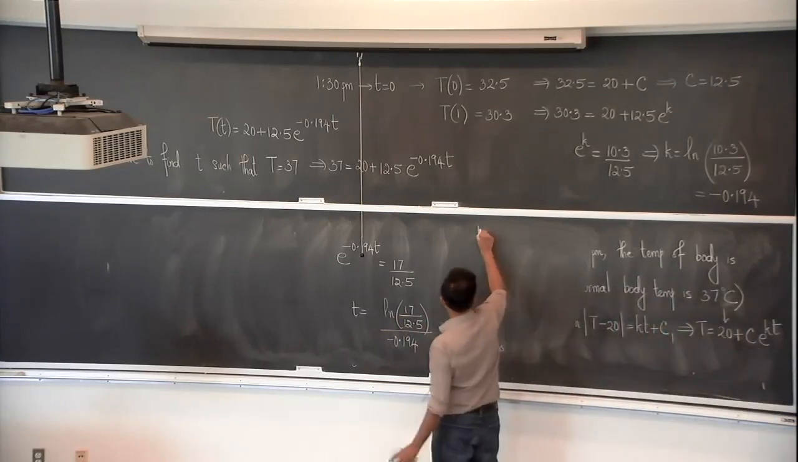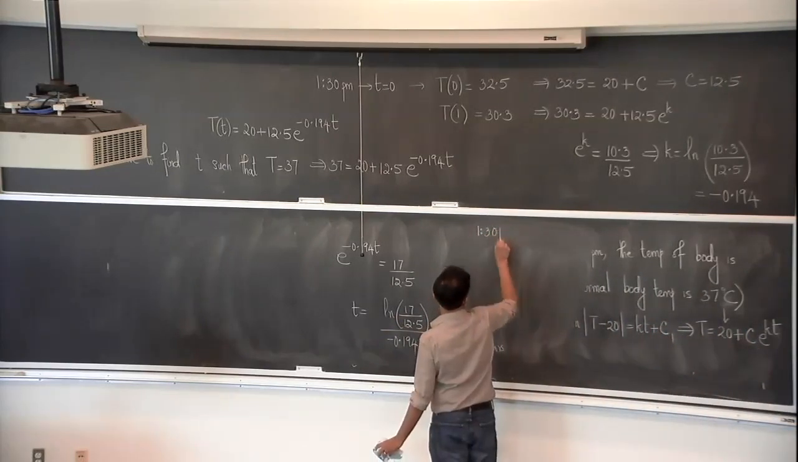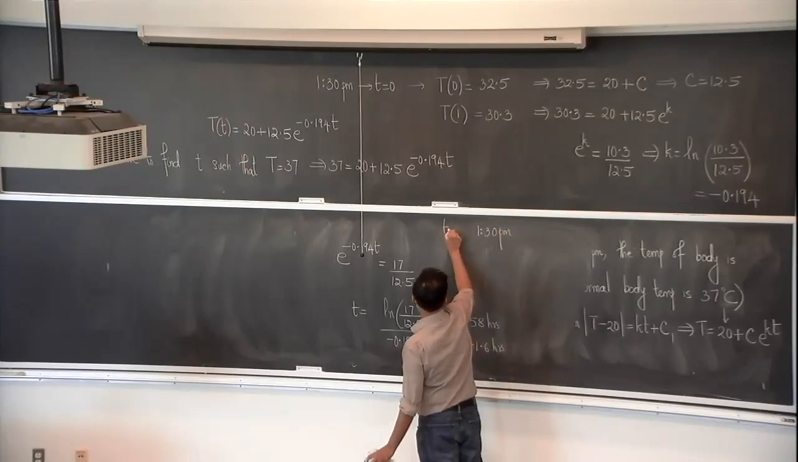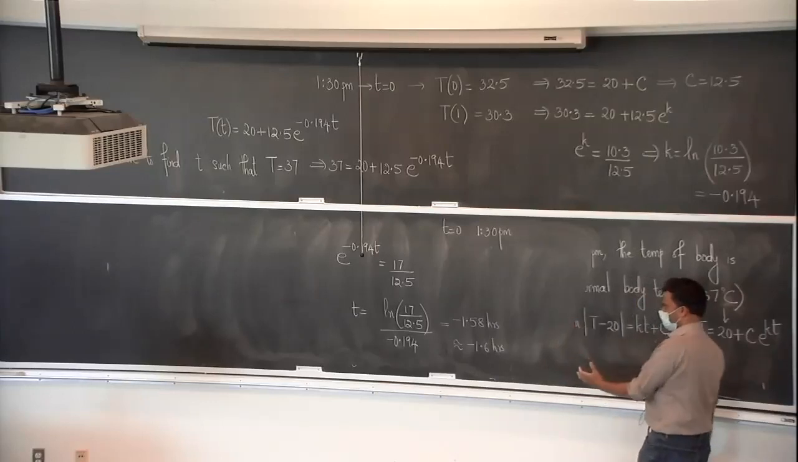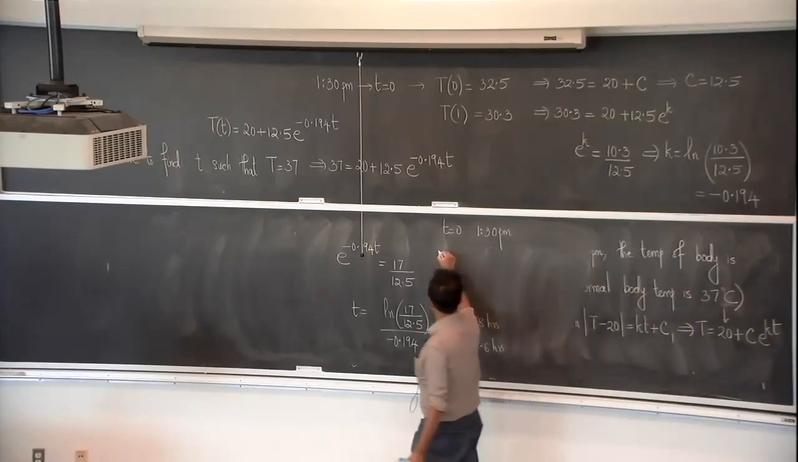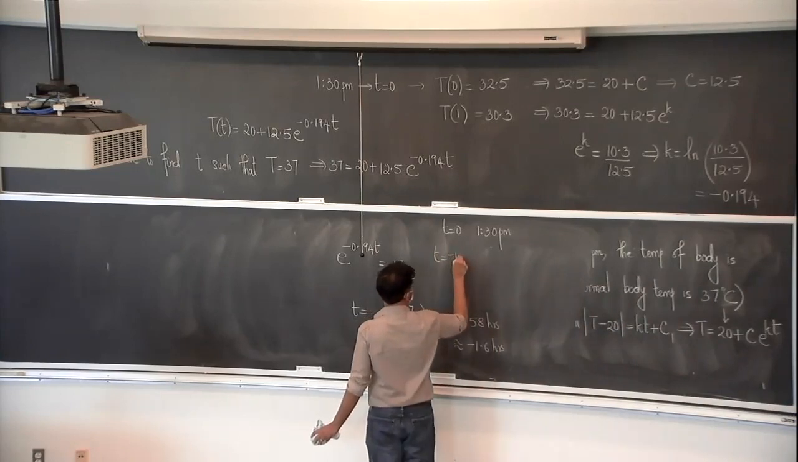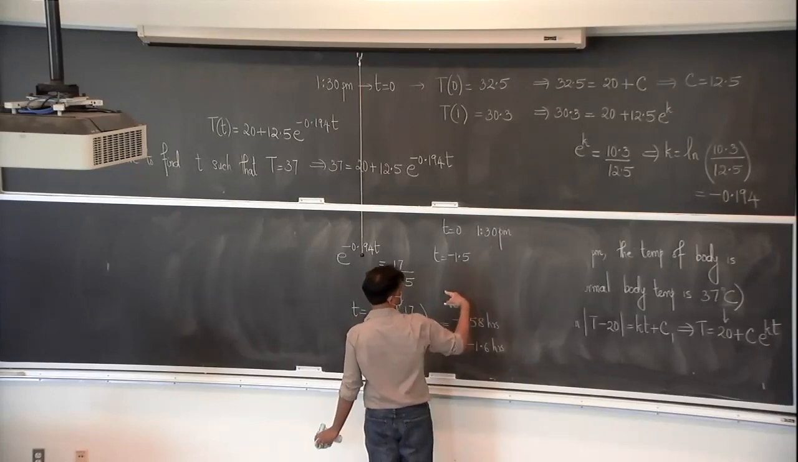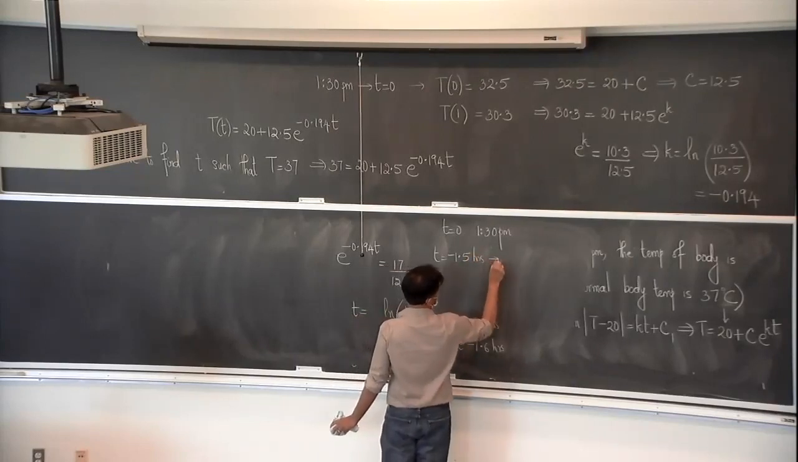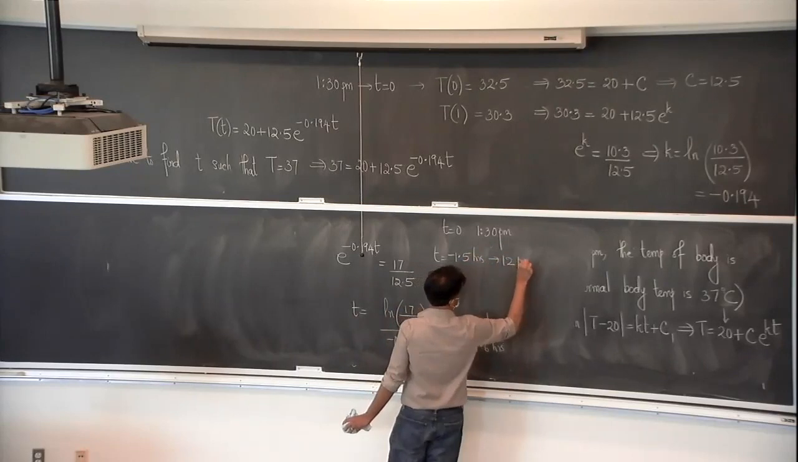Remember, we started at 1:30 p.m. This was at t equal to 0, and we are going backwards now. If it was 1.5 hours, it would have been 11 a.m., right? T equal to negative, right? No, 12 p.m. Negative 1.5 hours would have been 12 noon. Is that right?